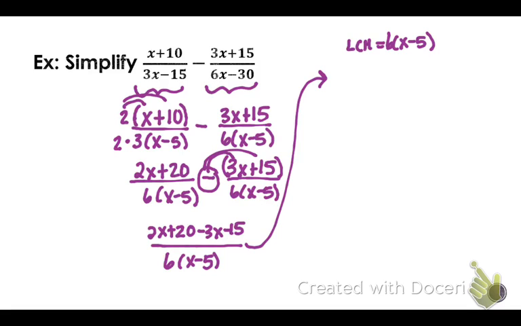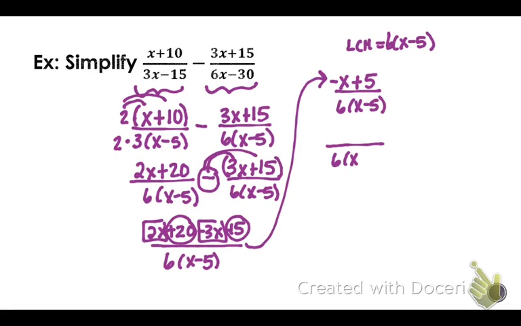So now I need to combine my like terms so I can simplify. 2x minus 3x is negative x. 20 minus 15 is a positive 5, all over 6 times x minus 5. If you notice, I've got x's and 5's. They're almost the same and they could reduce. It's just the sign that's off. So let's go ahead and factor out a negative 1 as my greatest common factor in the numerator.